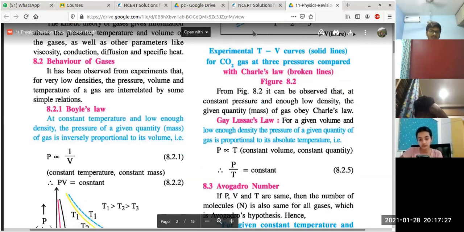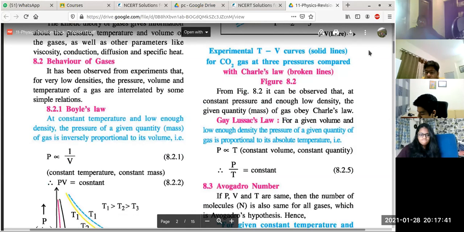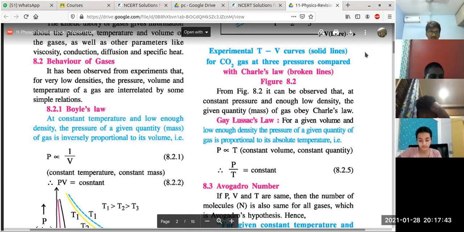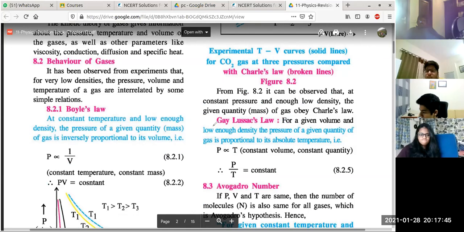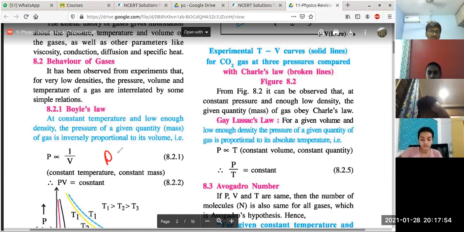Now, I don't need to tell you Boyle's law, Charles' law, right? You know this already. Who does not know Boyle's law? Please tell me. Okay, Boyle's law is simply that pressure is inversely proportional to volume. So therefore, PV is a constant.